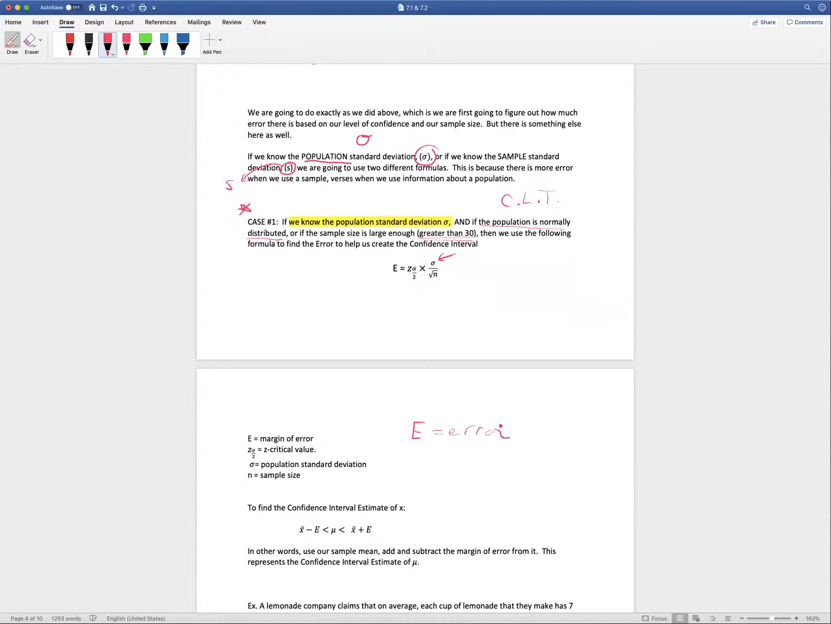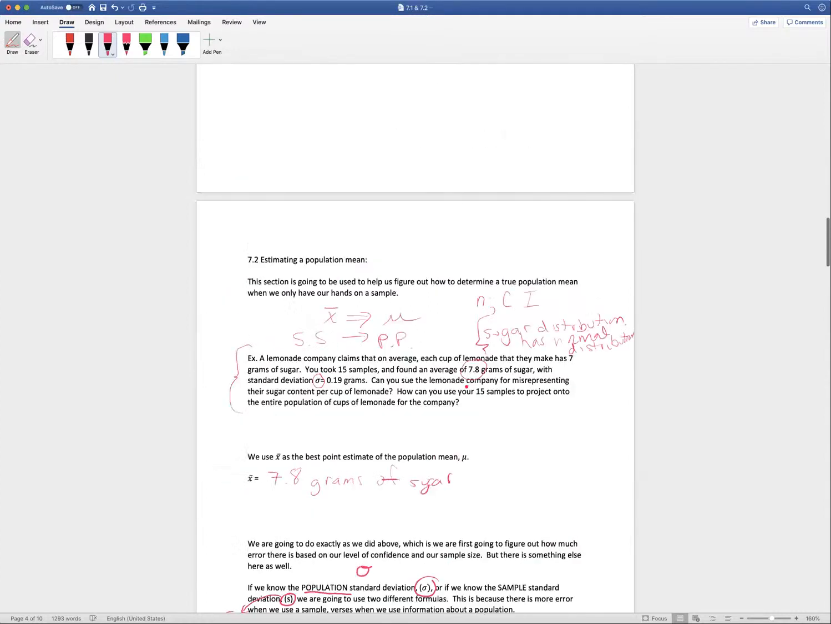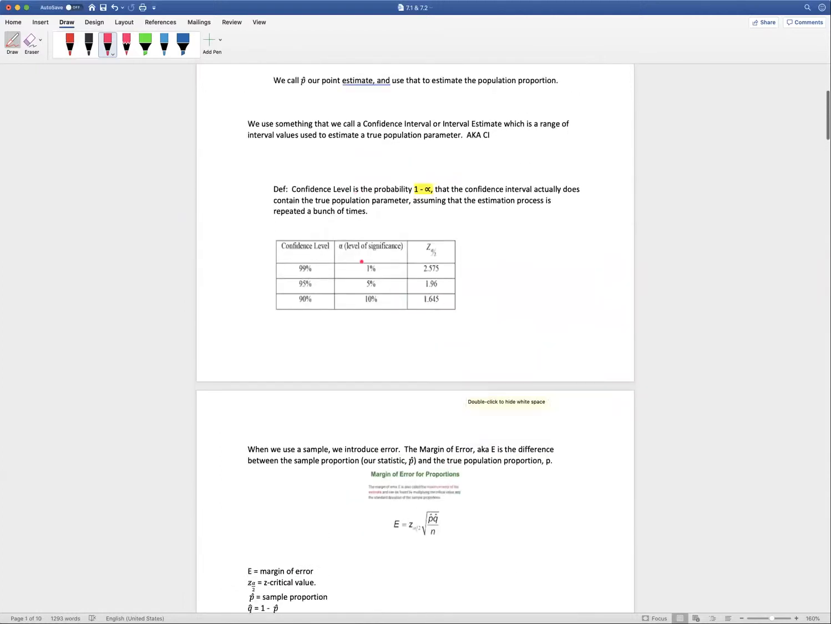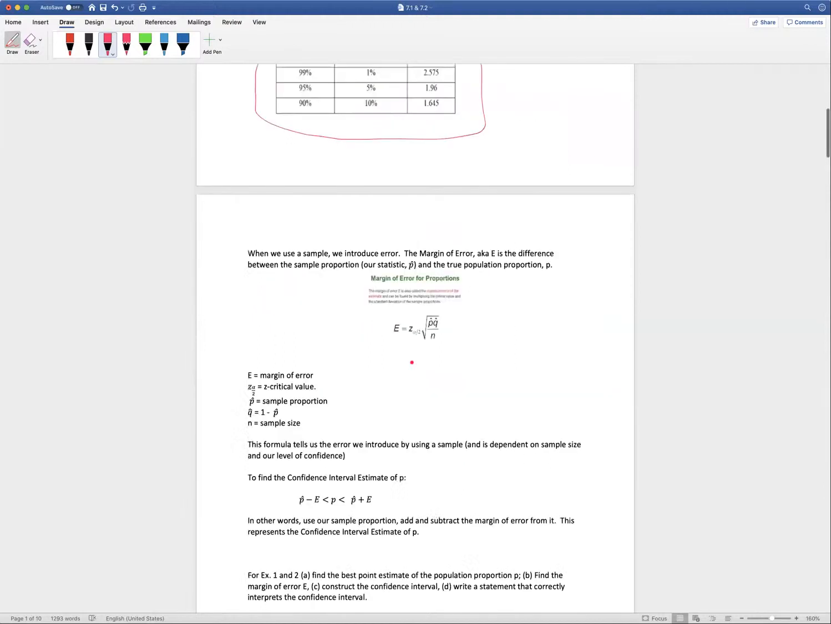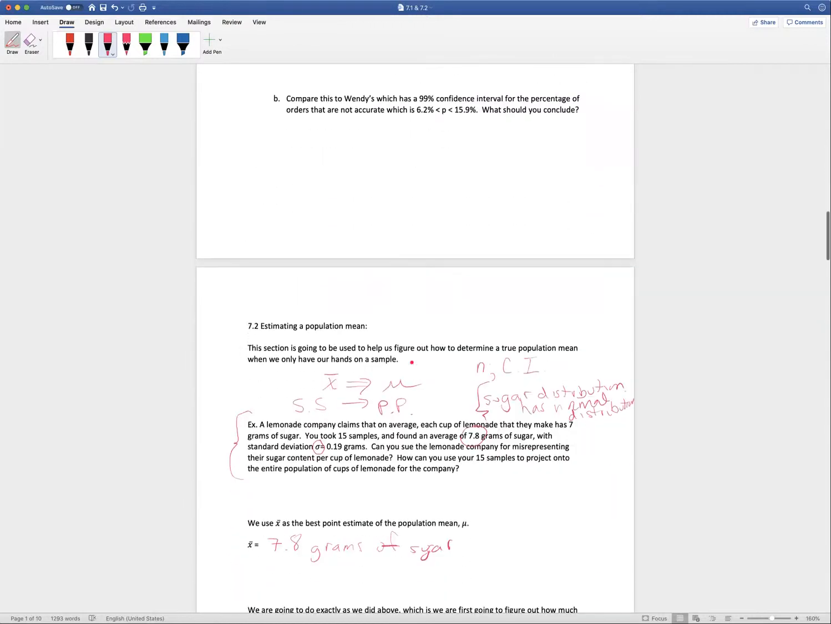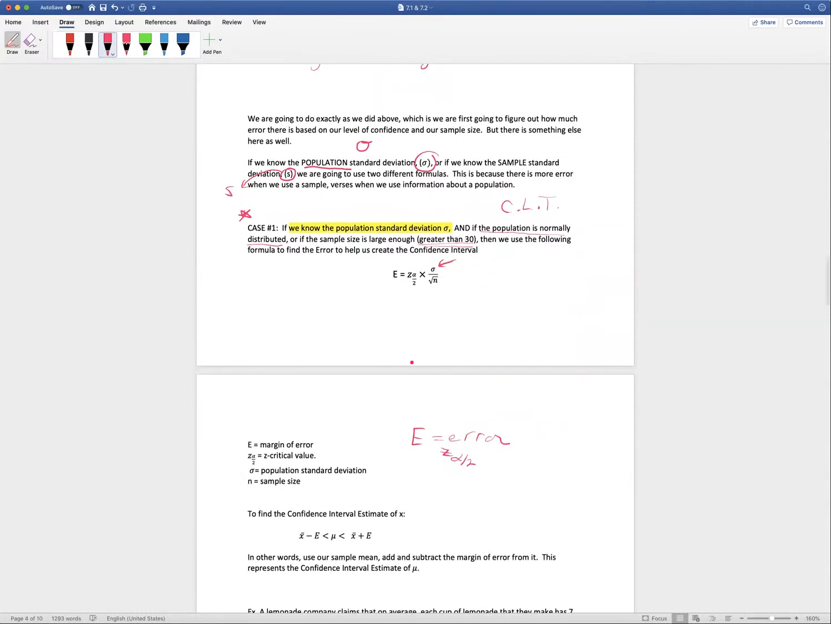And hopefully you remember Z of alpha over 2 is our Z critical value. And the reason we call it alpha over 2 is because it's two-tailed. We're going to get to that in a little bit. And that Z alpha over 2 comes from, if we go back up to here where we were talking about confidence levels, it comes from this information up here. Z alpha over 2 is based on our confidence level or our alpha or level of significance.